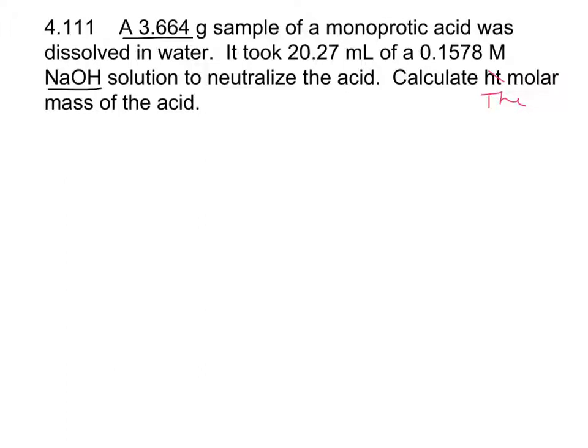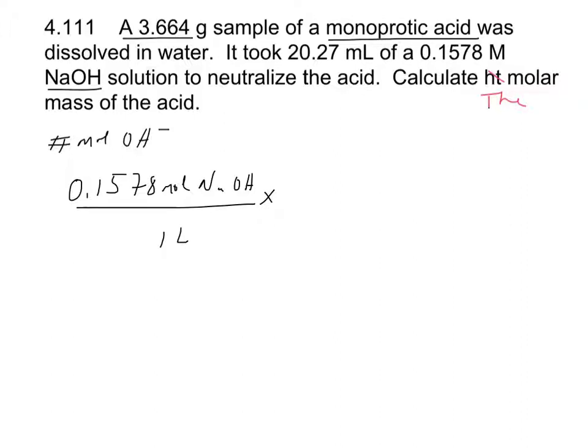So I'm going to find the number of moles of base used, the sodium hydroxide. And since it's a monoprotic acid, that means that it's going to be exactly the same number of moles as the acid. So we'll divide the mass of the acid by the moles of the acid, and that gives us our molar mass. So we're going to take our 0.1578 moles of sodium hydroxide per liter times 0.02027 liters, and that gives us moles of sodium hydroxide.